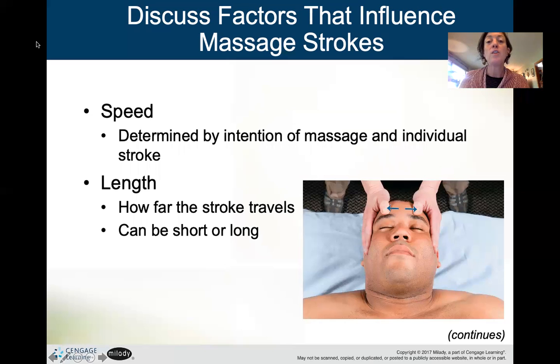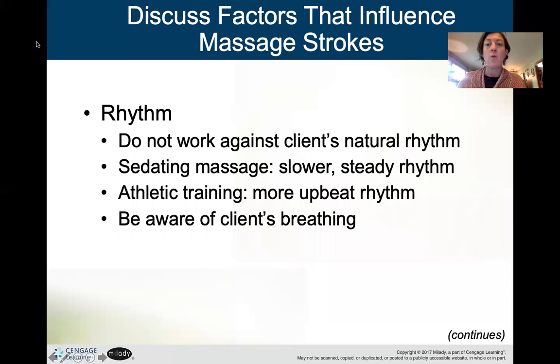The length, they're talking also about physically how long on the body your stroke is going to go. Your initial effleurage strokes are long. They're going all the way up and down the arms or legs or back, trying to break up a particular adhesion, or working on the face, hands or feet, where you could have some tiny strokes in there. So that will obviously change how everything turns out as well.